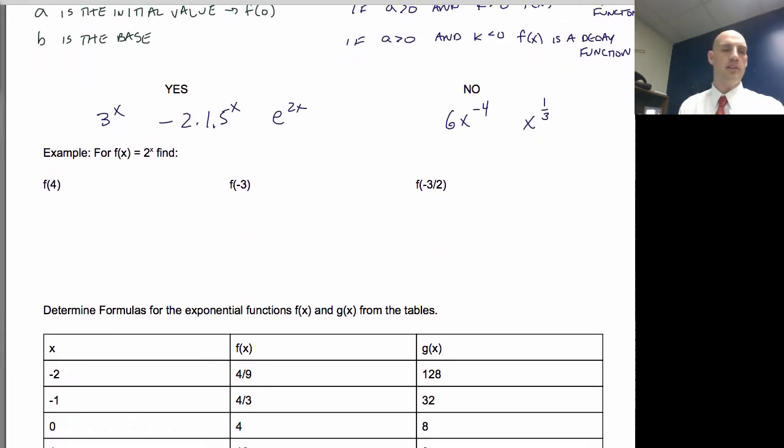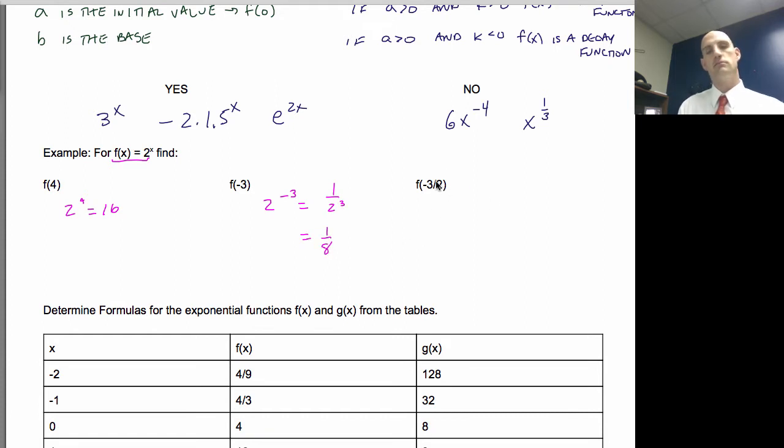To evaluate these, it's fairly straightforward. If f of x is 2 to the x, f of 4 would be 2 to the 4th power, which would be 2 times 2 is 4, times 2 is 8, times 2 is 16. If f is negative 3, we'd have 2 to the negative 3rd power, which is equal to 1 over 2 to the 3rd, which is 1/8.